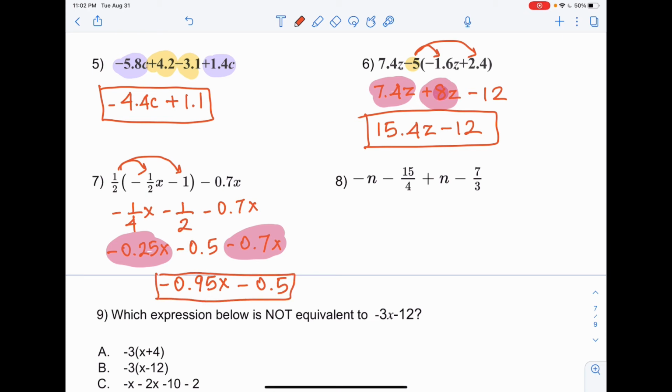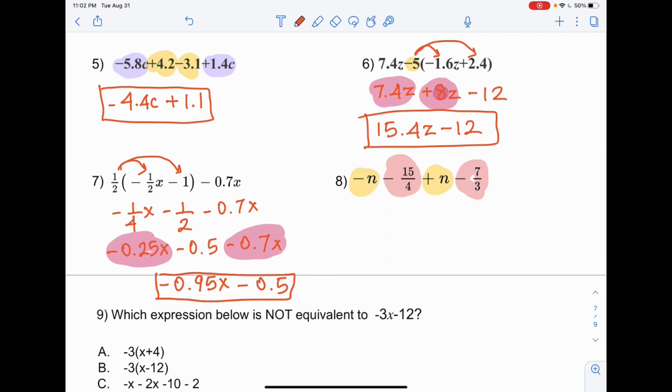And the last question in this section, so we're going to now combine like terms again, because there is no need to distribute since we don't have distributive property here. Let's go ahead and first identify our like terms. We have negative n, we have positive n. Oh, they're going to cancel each other. And then we have negative 15 over 4, and we have negative 7 over 3.